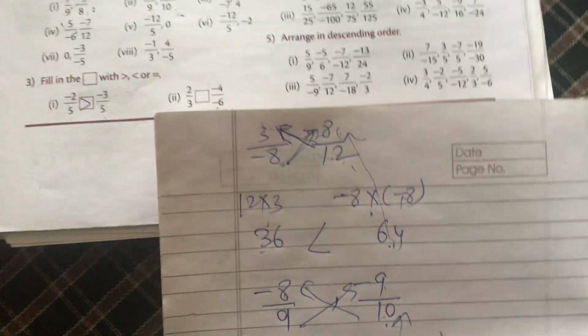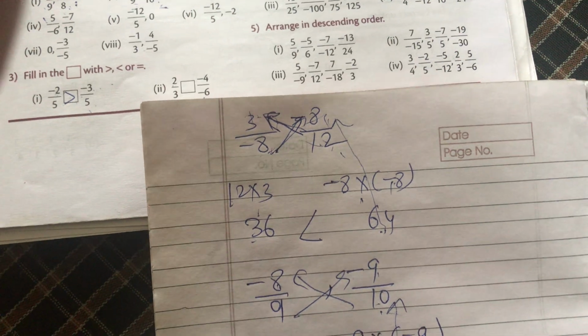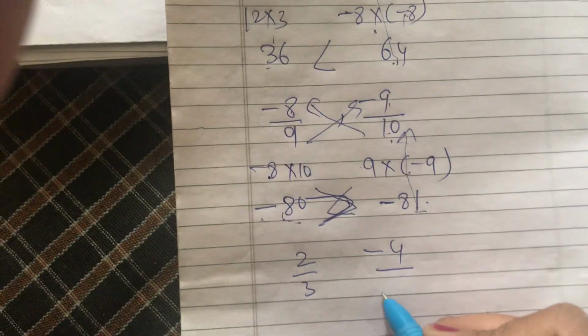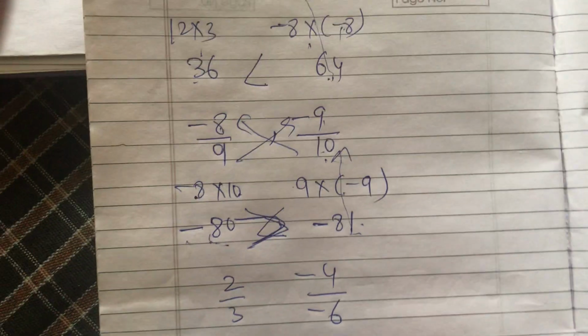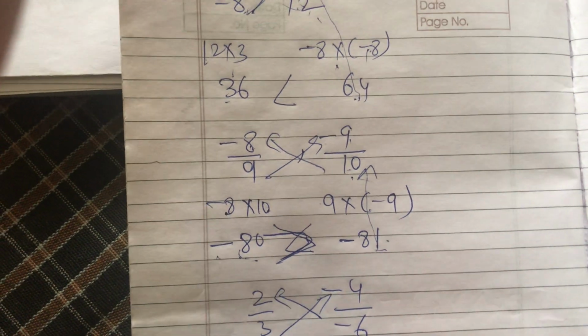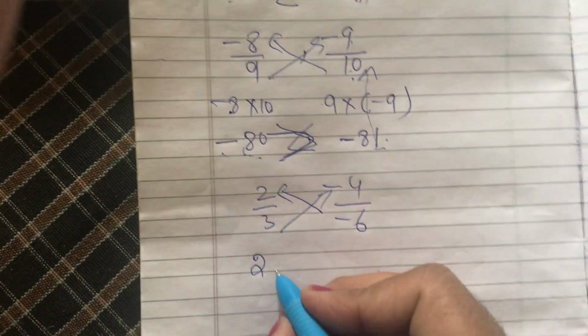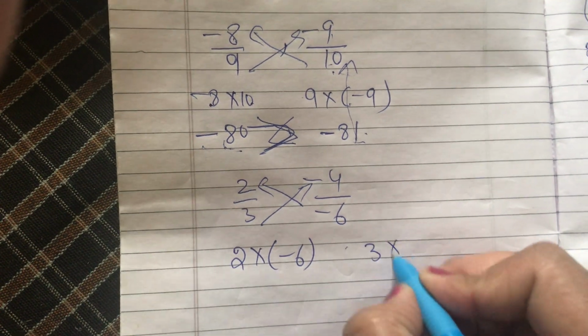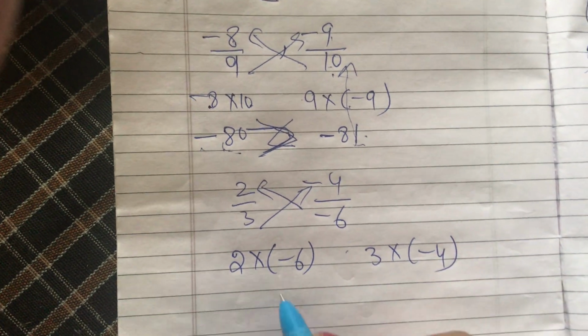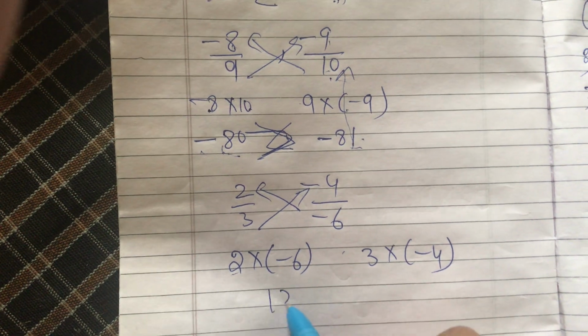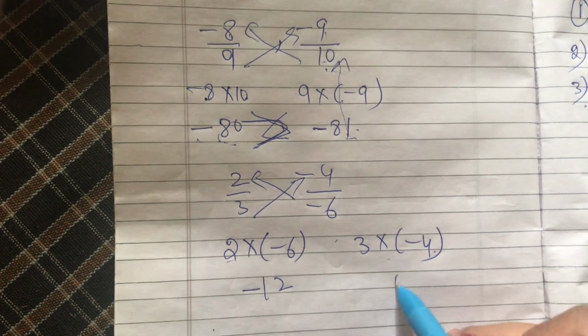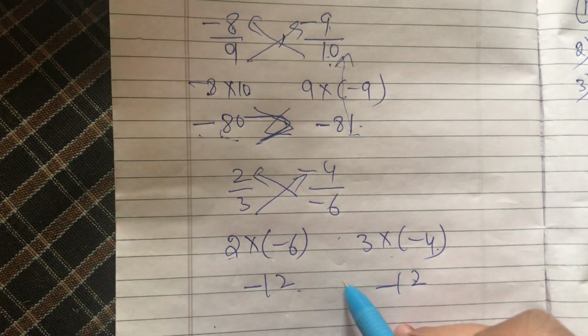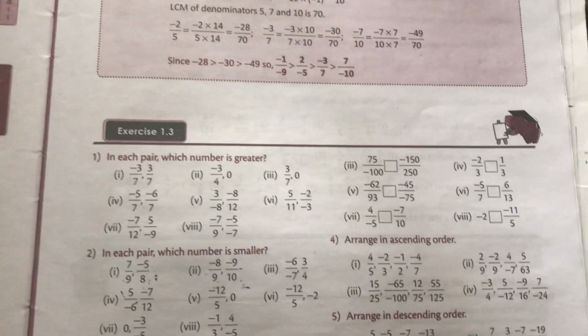So 2 upon 3 and minus 4 upon minus 6. Cross multiply. 2 multiplied by minus 6, 3 multiplied by minus 4. So 6 2s are 12 with a negative sign, 4 3s are 12 with a negative sign. Both are equal. Then we will put here the equal sign.